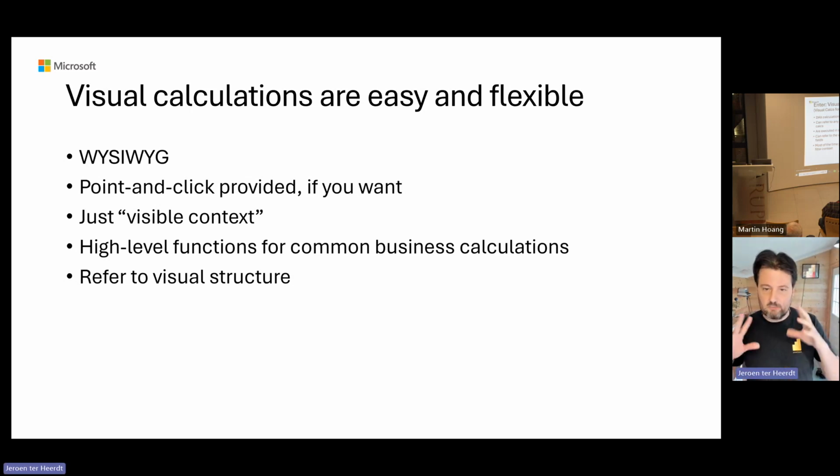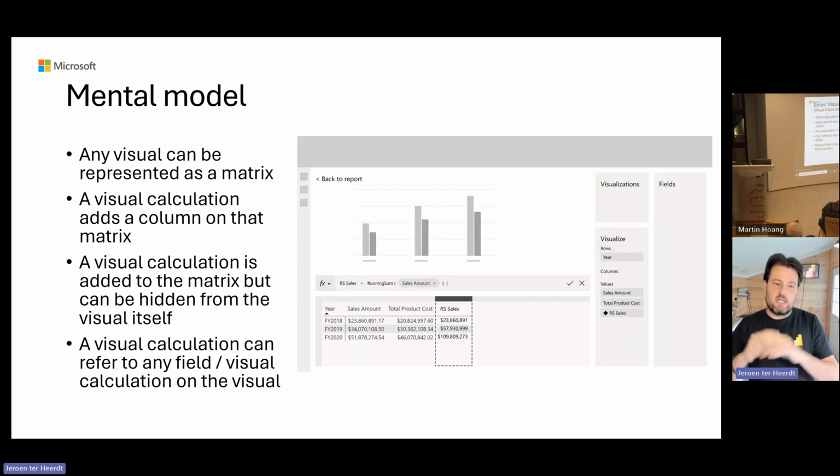Okay, so before we go to the demo, I want to show you one more slide, which is actually the most important slide in the whole slide deck, because this is the pivotal mental model that you need to understand to be successful with visual calculations. And that is that any visual can be represented as a matrix. Any visual. Doesn't matter if it's a map, a bar chart, a pie chart, whatever. If it has small multiples or things on the legend, it doesn't matter. You can always show that thing in a matrix format. And that's the core principle that I want you to have.